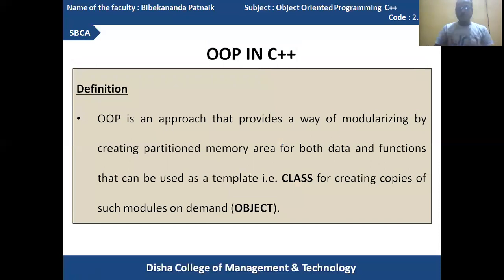Now the definition of object-oriented programming in C++. Object-oriented programming is an approach that provides a way of modularizing, that is, creating modules, by creating partitioned memory areas for both data and functions that can be used as a template, that is a class, for creating copies of such modules on demand, which are basically called objects. So in object-oriented programming, there are two main features widely implemented: one is called class and another is called object.